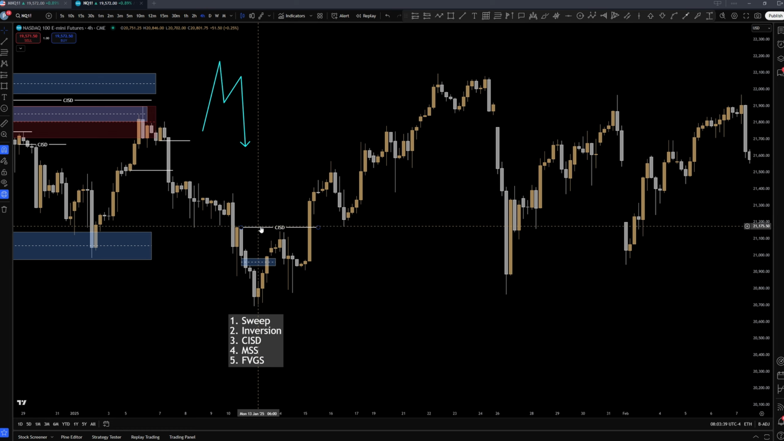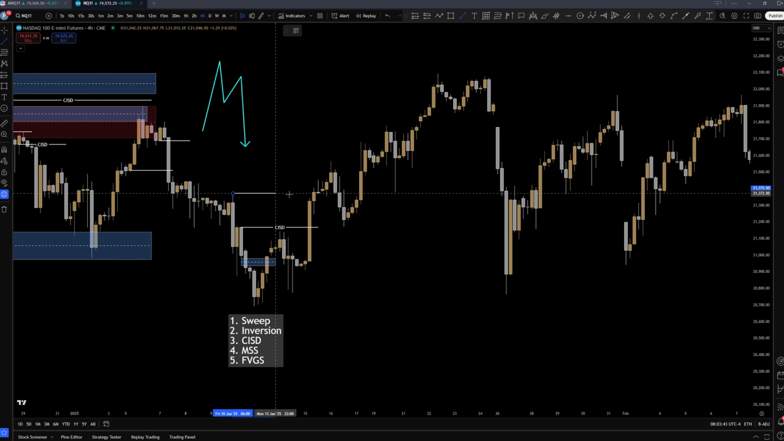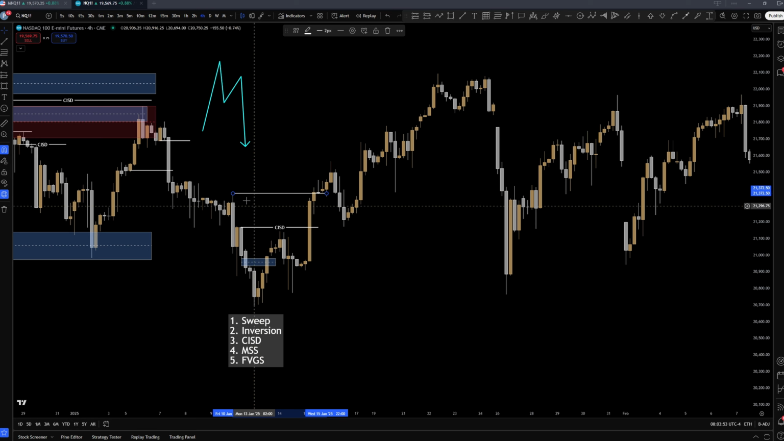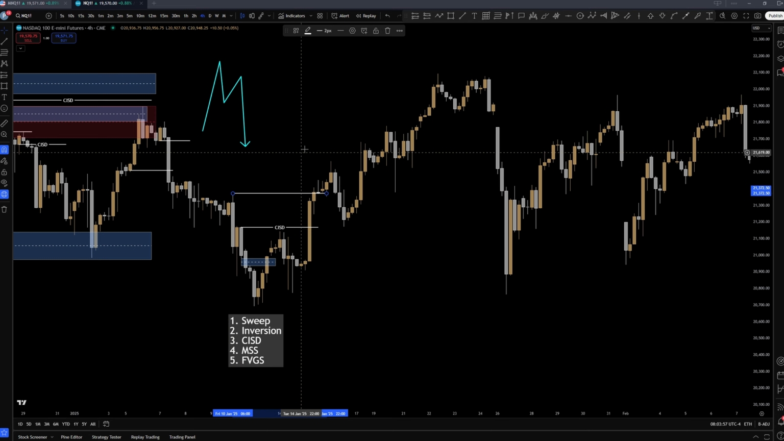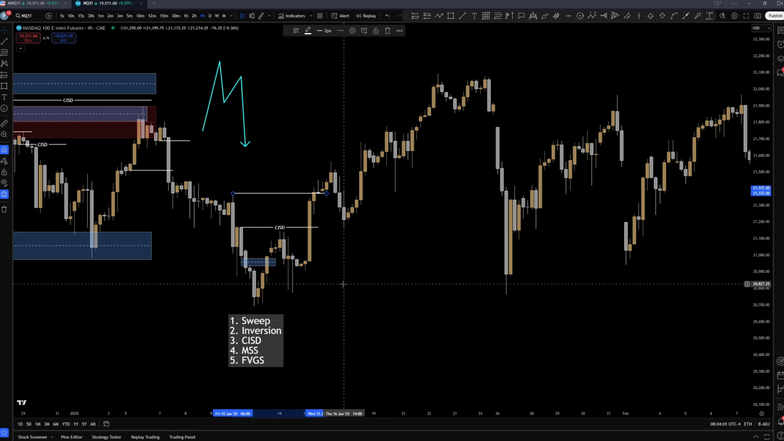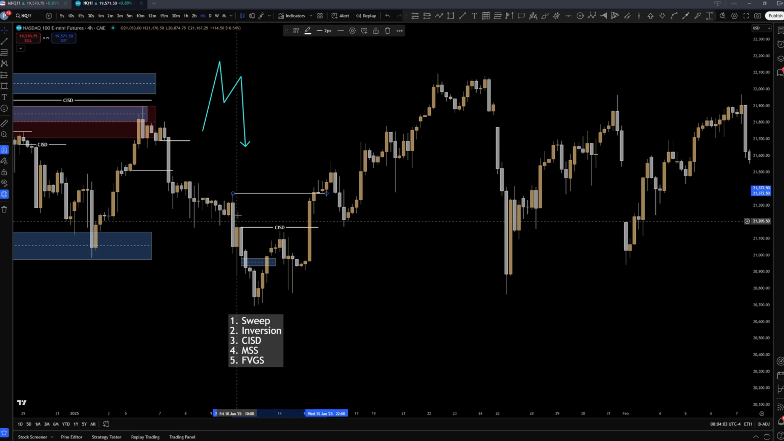Change in state of delivery then happens. Market structure shift. Probably most people would say that this was your market structure shift level. So it generally happens after the change in state of delivery. You get a market structure shift, and that just means it's broken a previous swing high, if you like. So it's a more significant break of structure than just the change in the state of delivery when the order block forms. And then you've got various other things, fair value gaps and stuff.